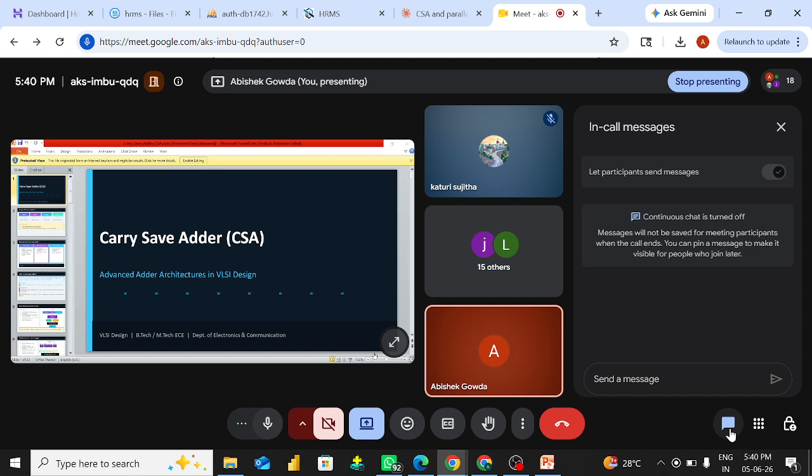What I'm trying to say is that all the adders we have learned so far have one common limitation. So what is that limitation? They are designed primarily for adding only two numbers. We were adding input A and input B, right? We never added an input C.